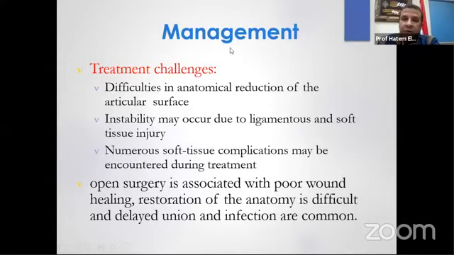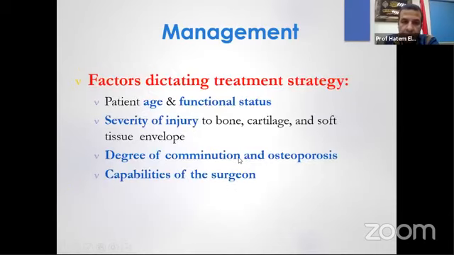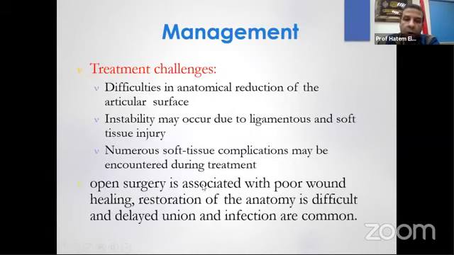The management of Plafond fractures includes many challenges, like difficulties in anatomical reduction of the articular surface, instability, which may be due to ligamentous and soft tissue injuries. Numerous soft tissue complications may be encountered during the treatment. Open surgery is associated with poor wound healing. Restoration of the anatomy is difficult, and delayed union and infection are common.